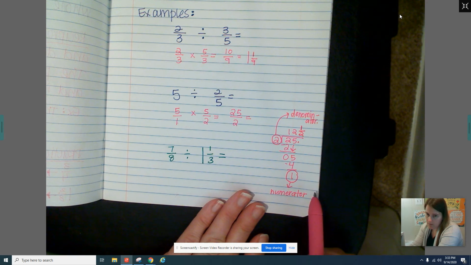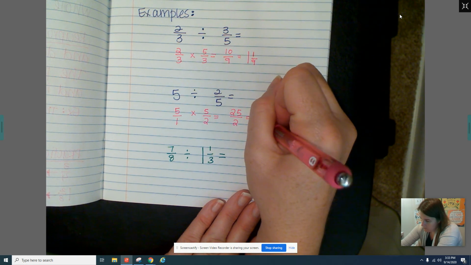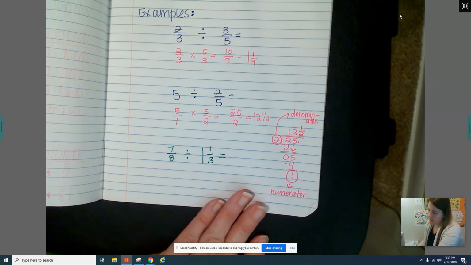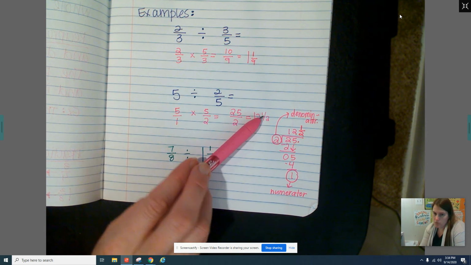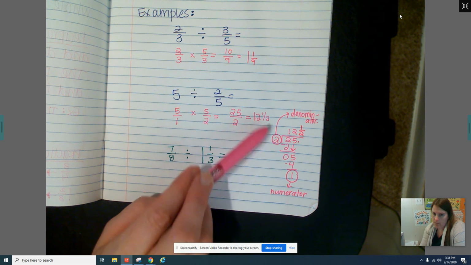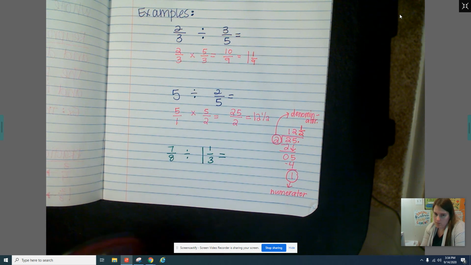All right, so 12 1/2. Maybe we'll do some more practice with that in class. That's a really good skill to have. Okay, but whatever your remainder is, it becomes your numerator right there, and your denominator is whatever that divisor was. Okay.